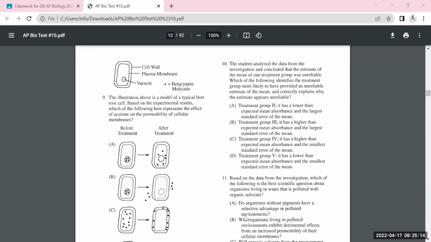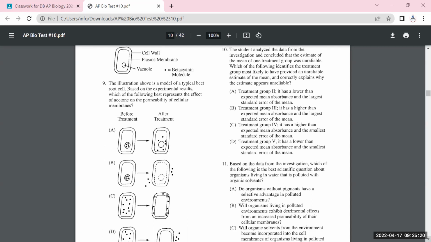Okay, 9. The illustration above is a model of a typical beetroot cell. Based on the experimental results, which of the following best represents the effect of acetone on the permeability of cellular membranes? So basically it said that acetone caused damage to the permeability of your cell membrane and your cell released a bunch of the betacyanin.